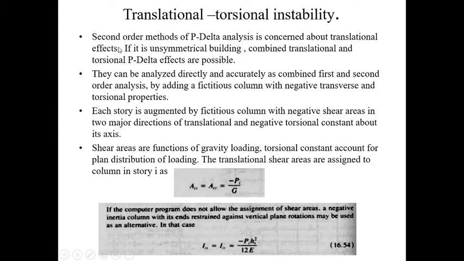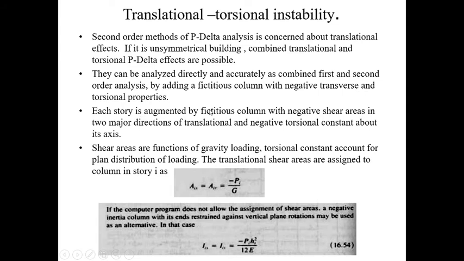So we shall see here the second order methods of the P delta analysis, which is concerned only with translation. That is what we have seen in the previous, only the translational effects. If it is an unsymmetrical building, combined translation and torsional P delta effects are possible. If it is unsymmetrical, there will be translation as well as torsional twisting of the building. And this can be analyzed directly and accurately as a combined first and second order analysis, by adding fictitious negative transverse and torsional properties.